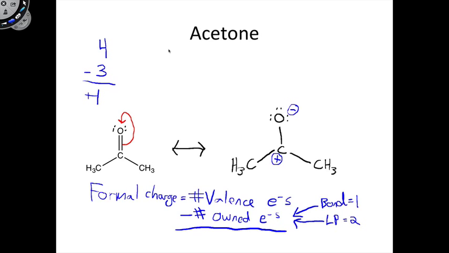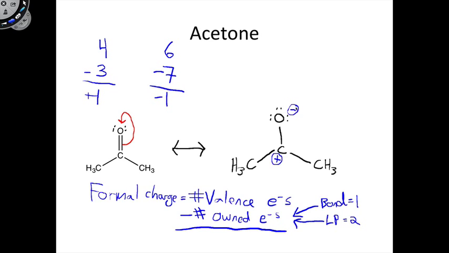Oxygen, on the other hand, is in the 6th column of the periodic table. It's got 8 total electrons. It has 6 valence electrons. In this case, it's got a lone pair, a lone pair, a lone pair, so 2, 4, 6, and 1 more from the bond is 7. So remember, lone pairs are 2, bonds are 1: 2, 4, 6, 7. So we subtract 7 from 6, and hence oxygen has a -1 formal charge.